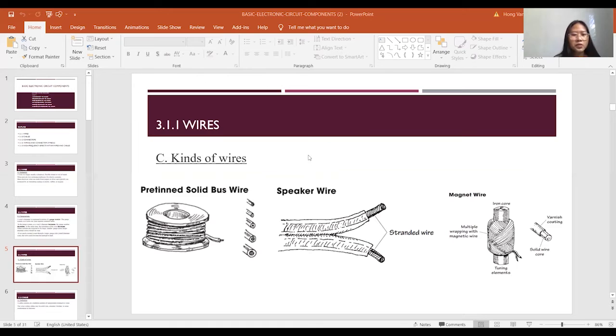Speaker wire is stranded to increase surface area for current flow, and it has a high copper content for better conduction.